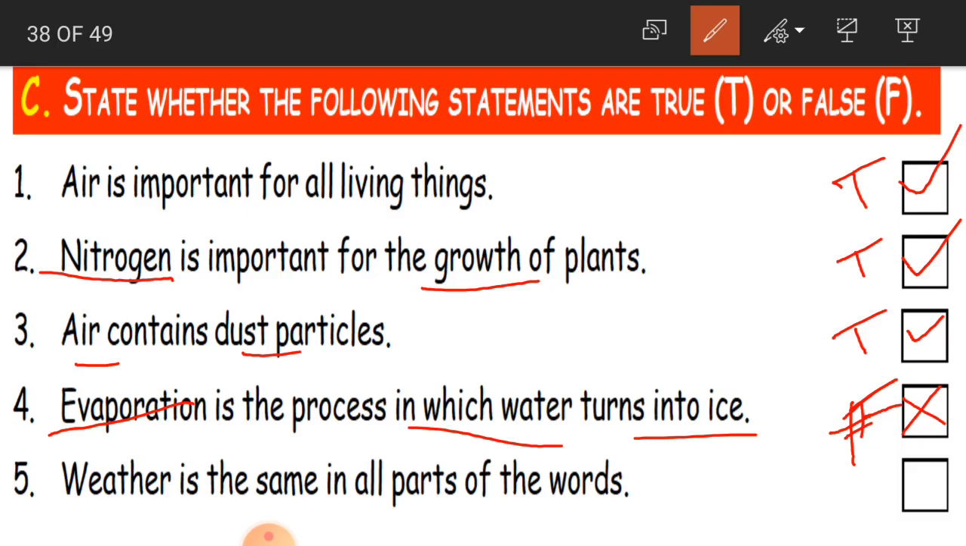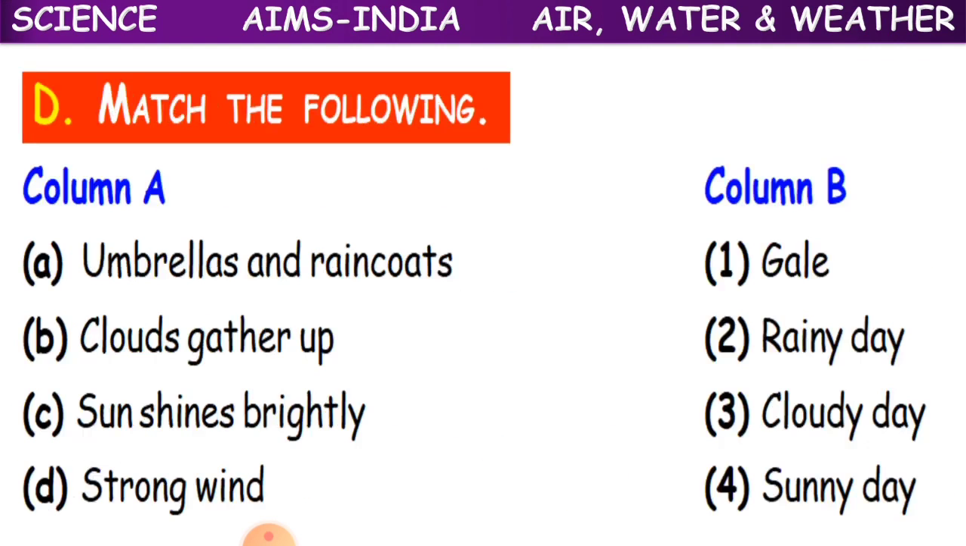The fifth question here is, weather is the same in all parts of the world. This is world, children. It is not words. It is world. Okay. Is this true? No, this is also false. So weather is not the same in all parts of the world. It is going to differ from place to place. Clear, children? So this is what we have done with the true and false.